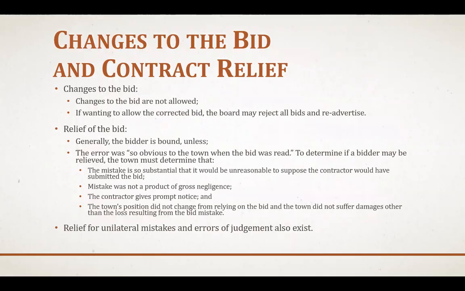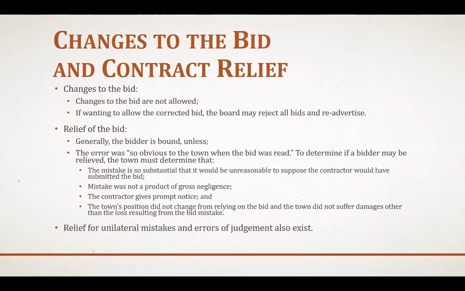Next, I want to talk about some changes to contracts. In short, can the contract or the bid be changed? No. If the board wants to work with that bidder, or at least give that bidder an opportunity, they could reject all bids and then restart the sealed bidding process. But there is no guarantee that that contractor is going to be the lowest responsible bidder.